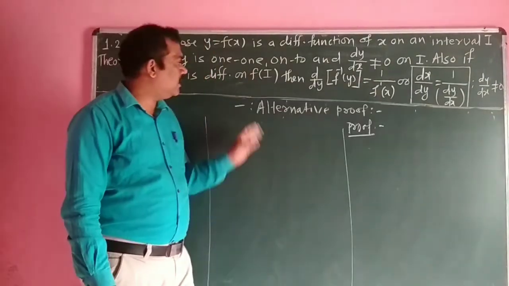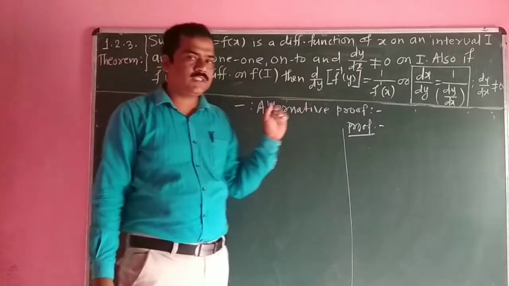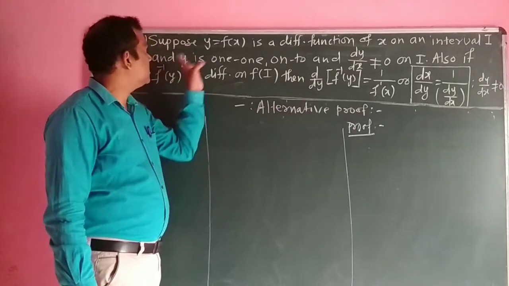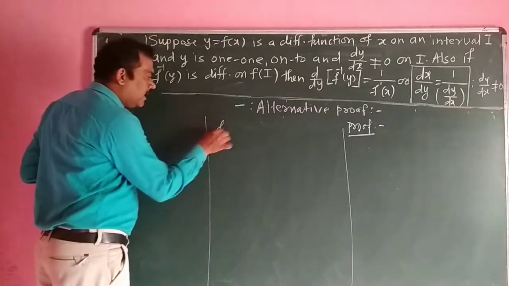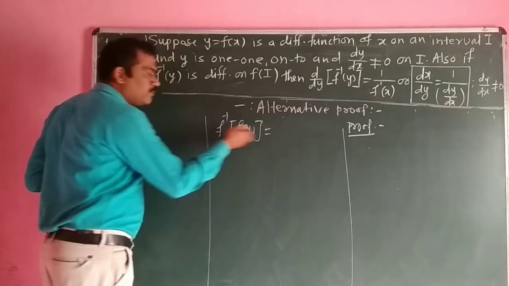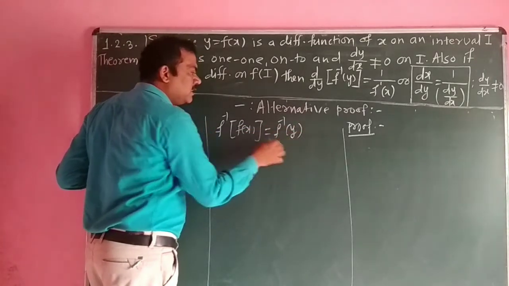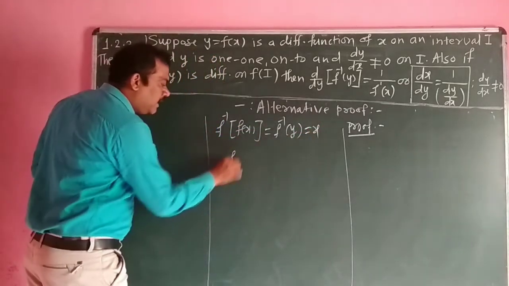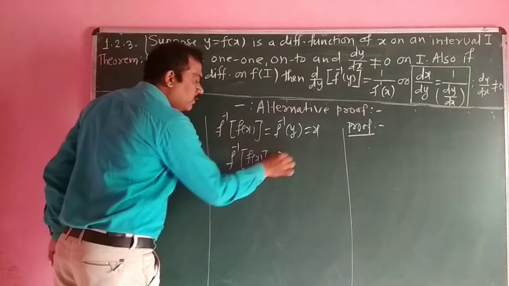We have to discuss the alternative proof of this theorem with the help of the derivatives of the composite function. Here we have to consider the composite function of the inverse function and the original function. Suppose we consider f inverse of f of x. Now how to write that? f inverse of f of x is nothing but y, and f inverse of y is nothing but x. It means that f inverse of f of x is equal to x.